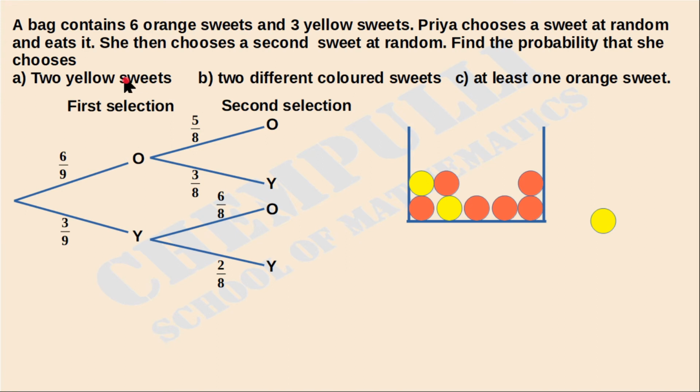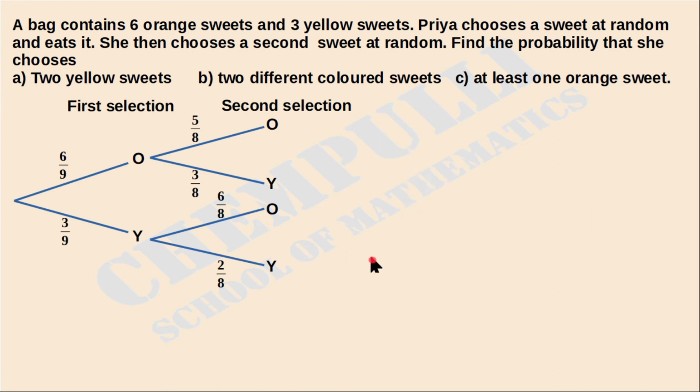First, question number A. 2 yellow seeds. 2 yellow seeds means first seed yellow and second seed yellow. That means this branch, yellow and yellow. That means we can write like this. Yellow and yellow. In that case use which operation? Multiplication. That is 3 over 9 times 2 over 8. Simplify. We will get the answer 1 over 12.